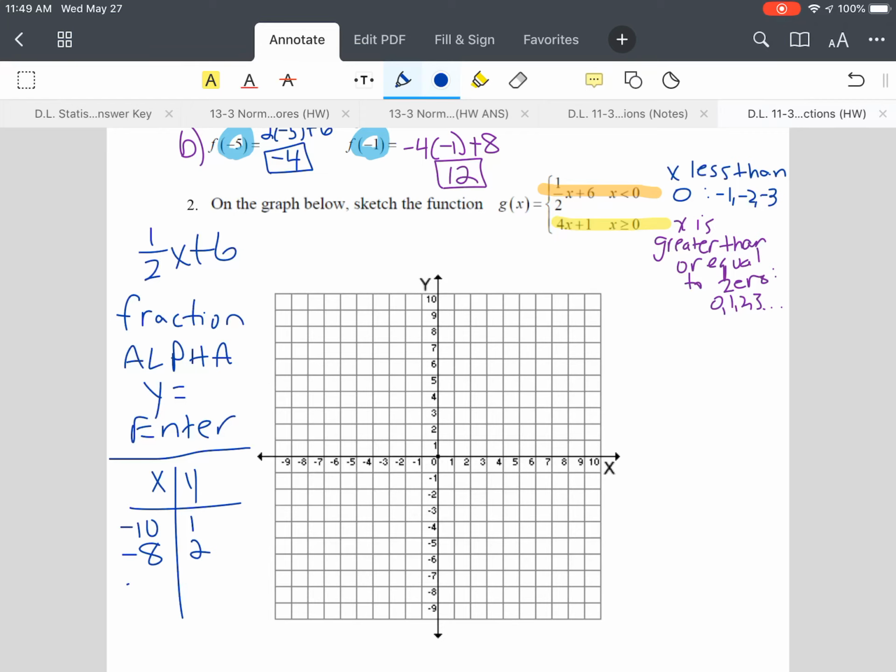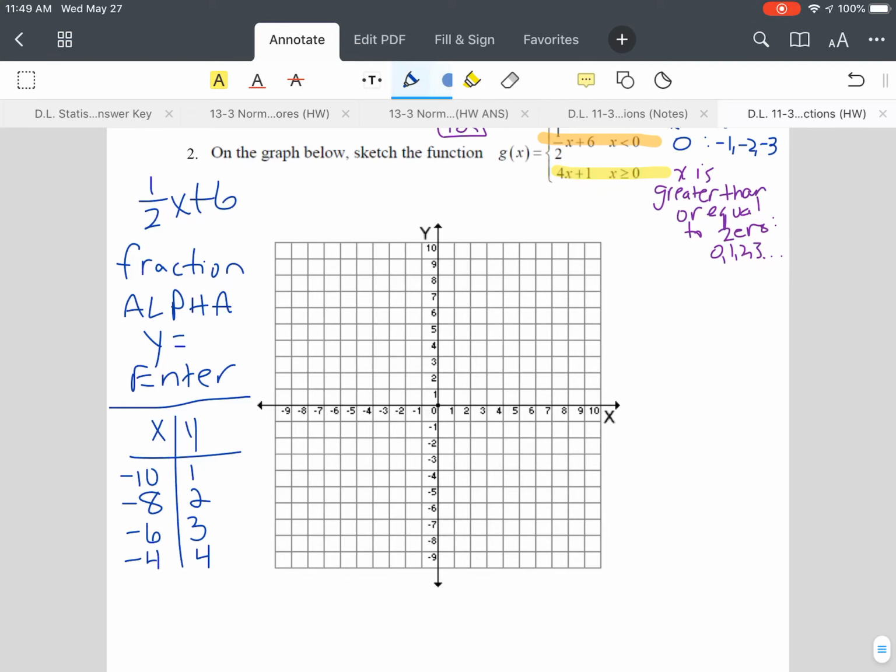Then I'm going to graph -6, 3. Then I'm going to graph -4, 4. And I know we've talked about this before. You don't have to graph every single point. As long as you have enough points that it looks good, you're okay. So that's why I'm skipping these ones that have weird y values. I don't want to graph them. So I'm going to graph -2, 5.